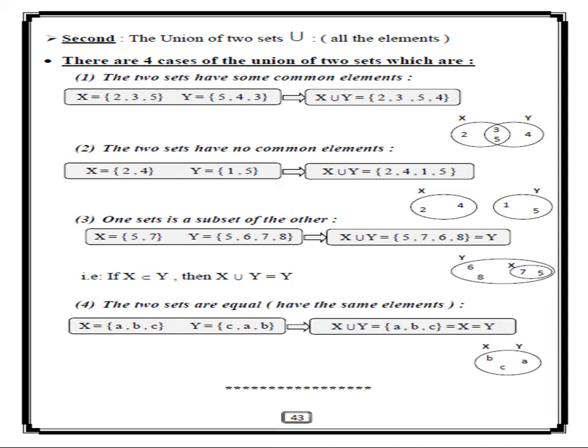Case number 4, the two sets are equal, having the same elements. If x is {A, B, C}, y is {C, A, B}, the union between them is the elements themselves, A, B, C, which is equal to x and equal to y at the same time.